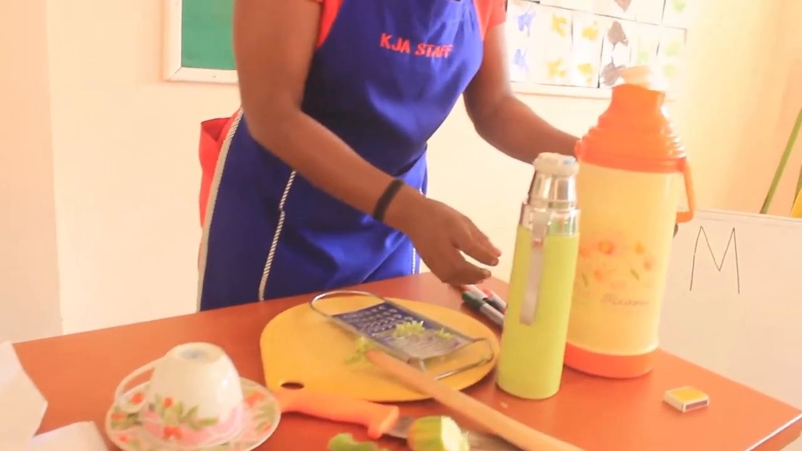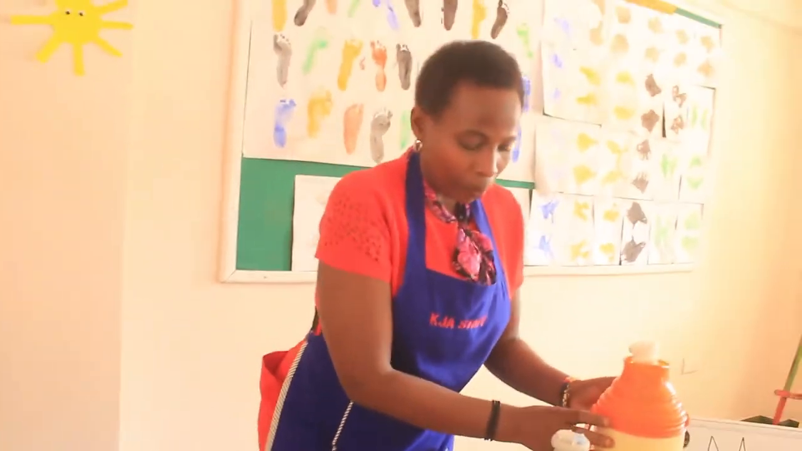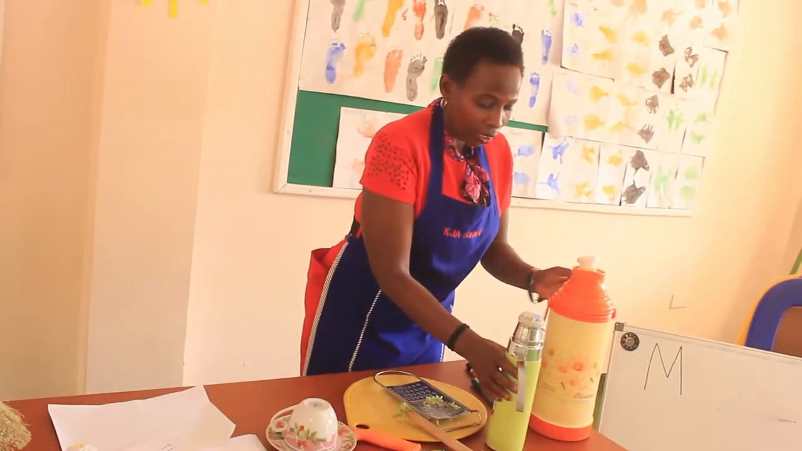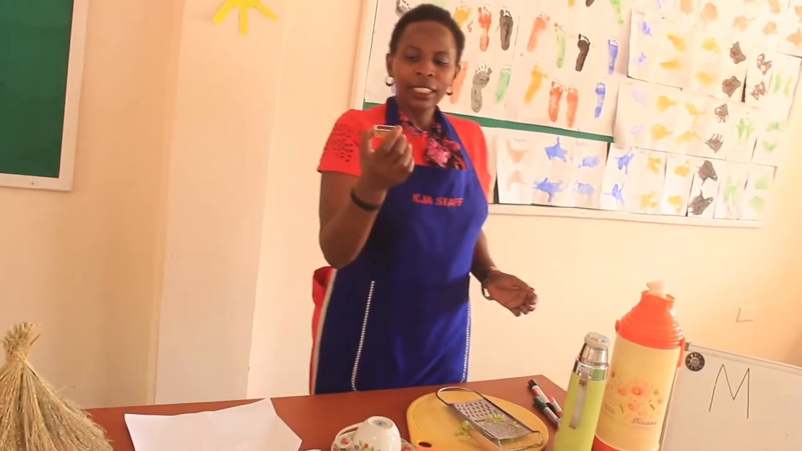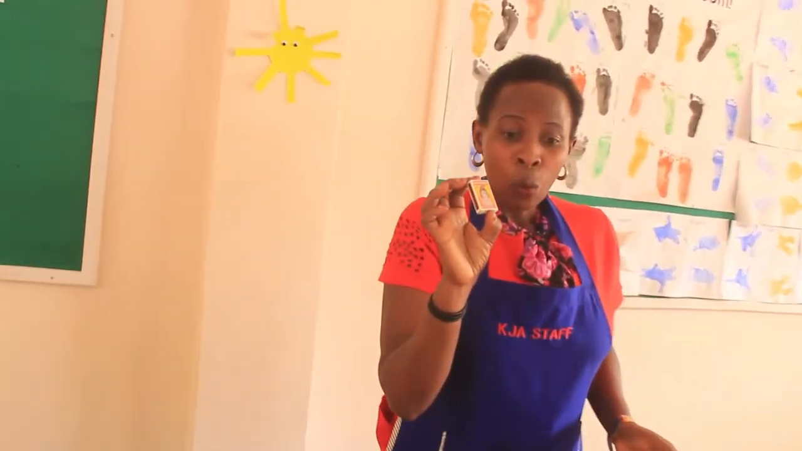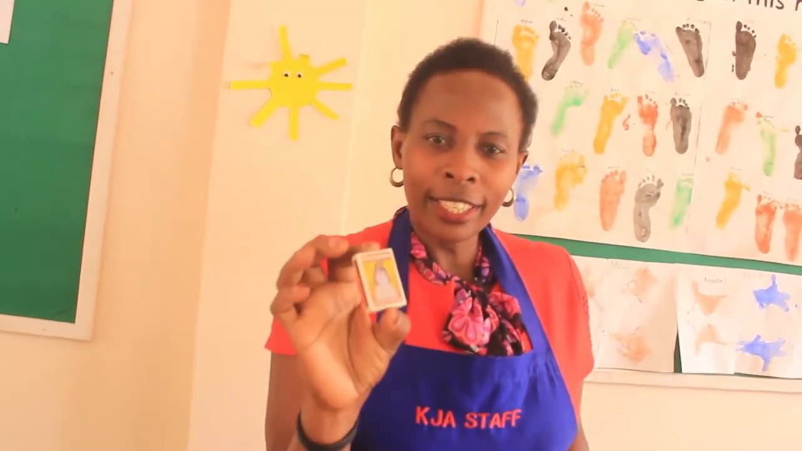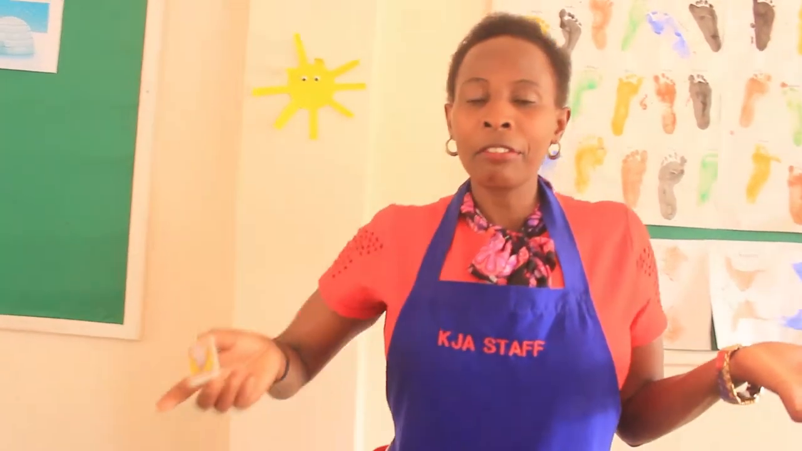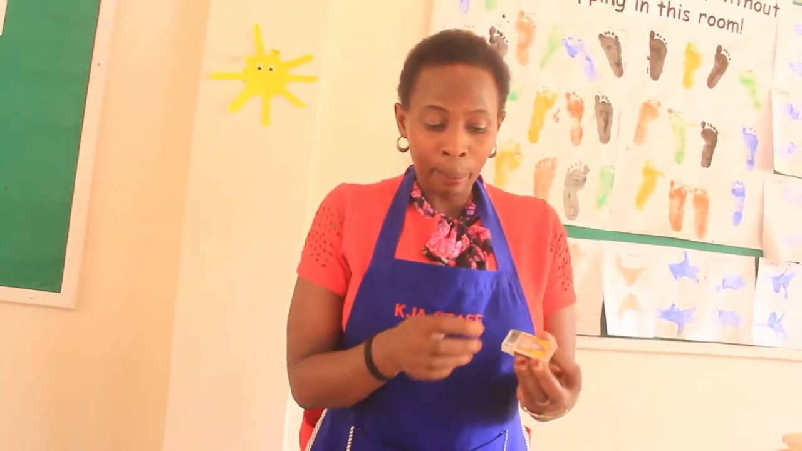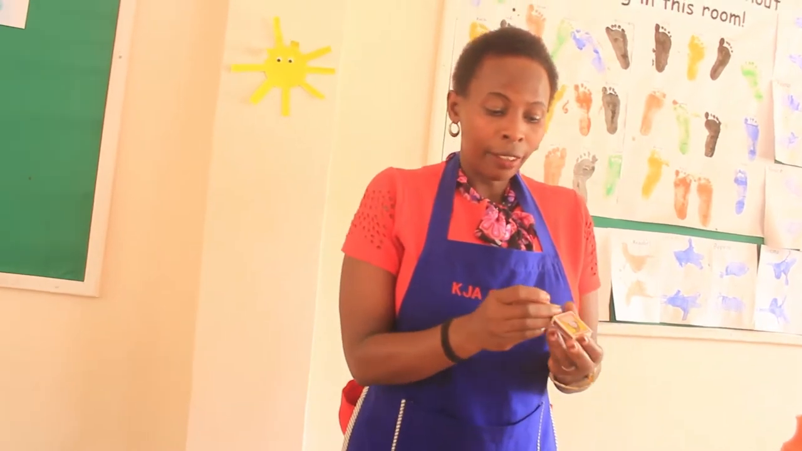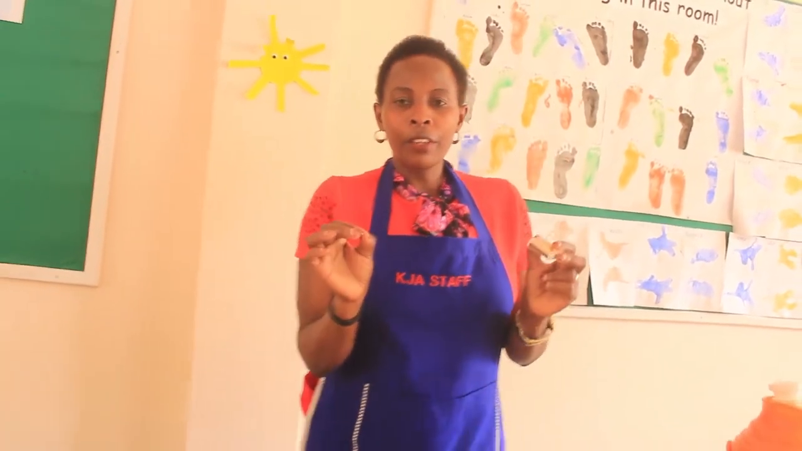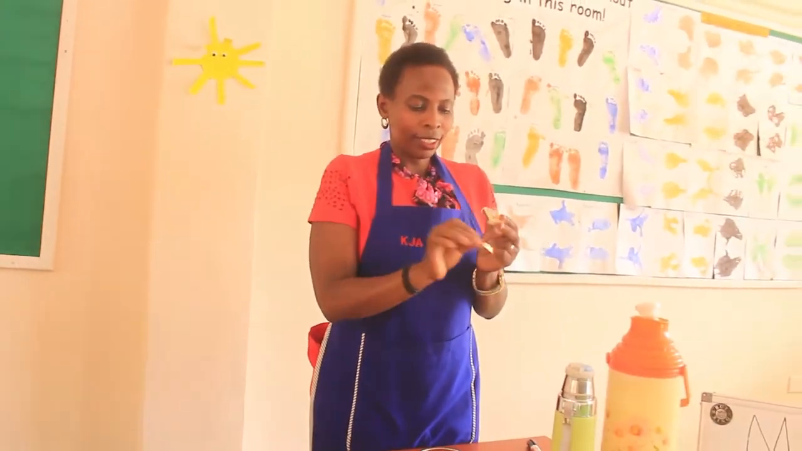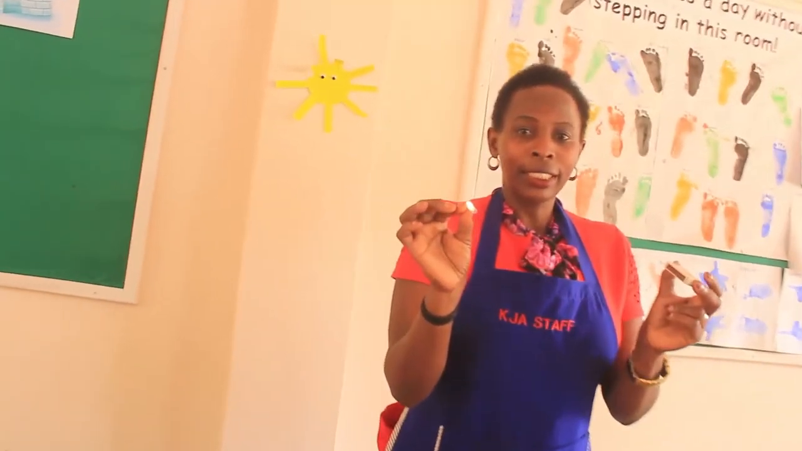This is a flask. This is a small one. This is a big one. You can use this for water and you can use this for milk. This is very, very important. This is a matchbox. When you are in the kitchen, you need this. Without this, you can never have food because you need a matchbox to kindle the fire. Maybe you're using gas. Maybe you're using a charcoal stove. Whatever you're using, you need this. This is a matchbox. It kindles the fire.